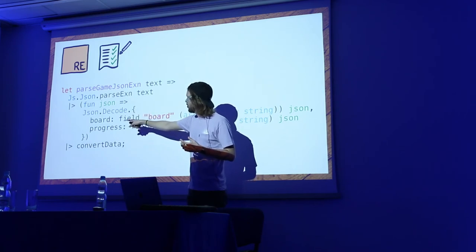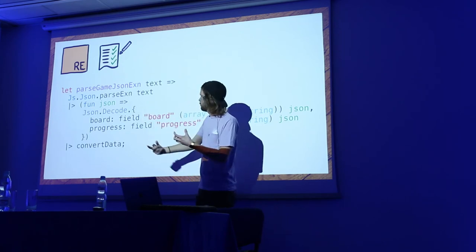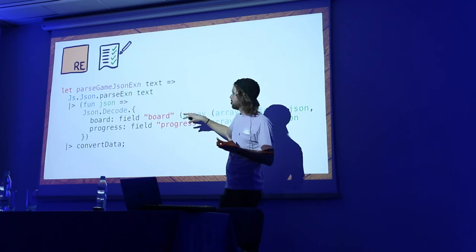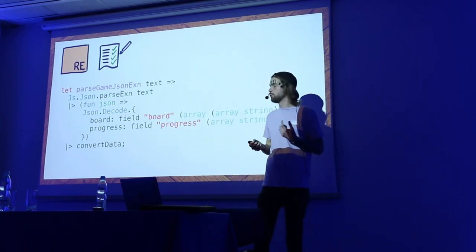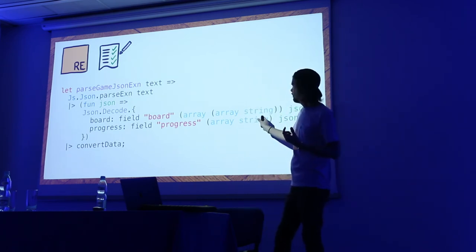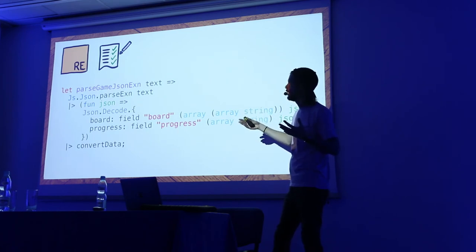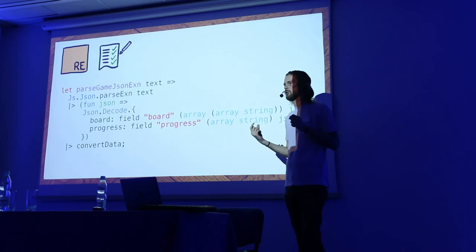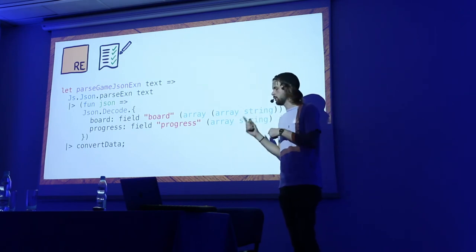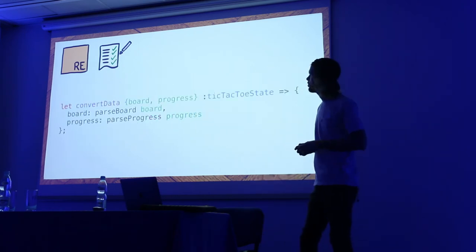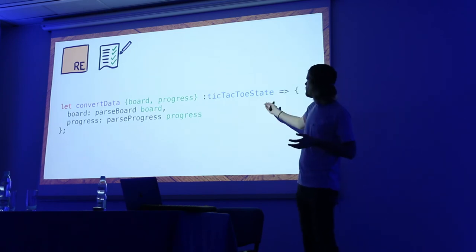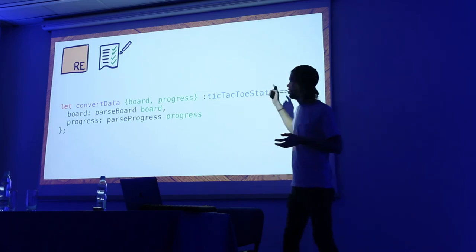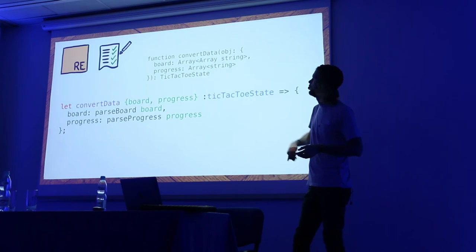And with the decode we just defined, we want to take this JSON blob and refine it to a board in progress. So if there is no board or progress in there, it will throw an exception. And we can also pattern match an exception with a try statement in Reason. And then, when we have this shape, we can say it's an array of string, but it's not well interpreted. So we need to convert it first so that our game will understand it. For instance, we have tokens X and O. And in JSON, we would serialize them as a string, but we need to convert them back to types X and O, like you've seen before. So we need to convert the data as well. We have a parse board and a parse progress defined somewhere. And here we make it a little bit easier to read. We can also define the return type, which is the tic-tac-toe state. And this is how it would look in Flow or TypeScript.